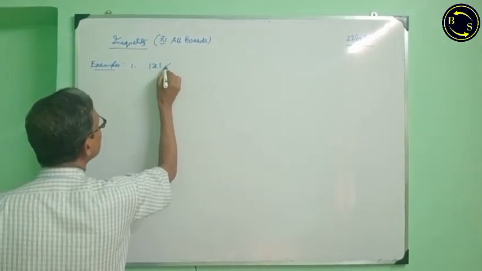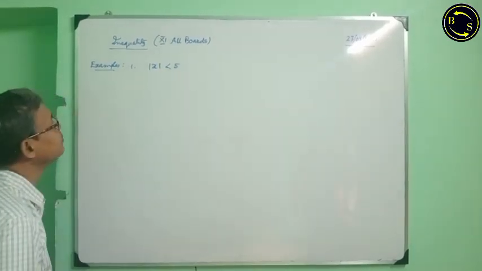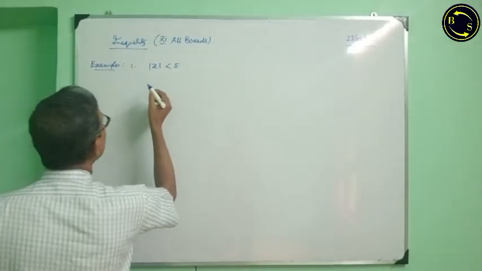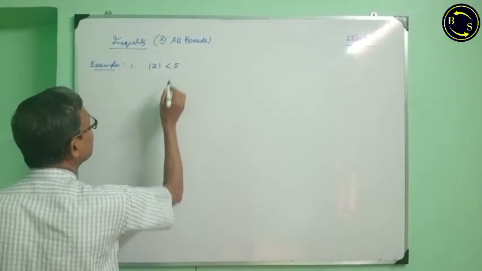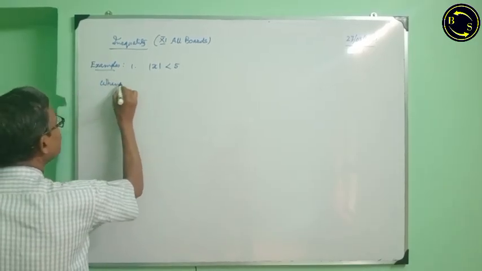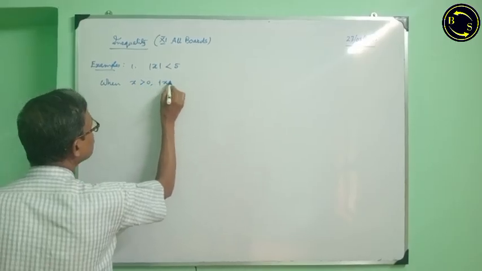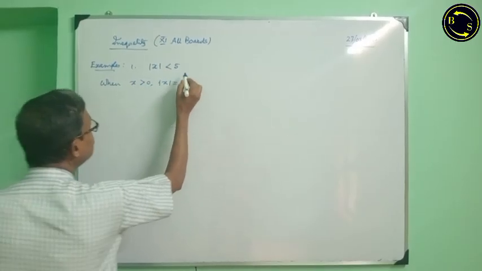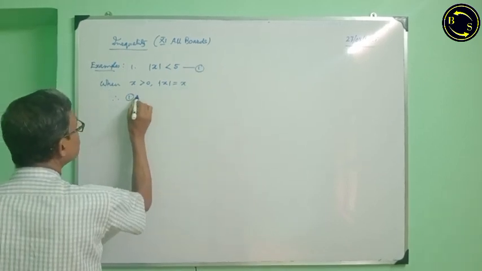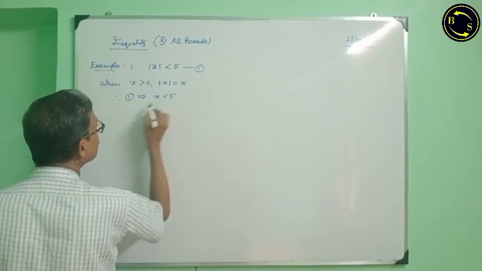Mod x less than 5. First let us write it in inequality form. When x is positive, mod x equal to x. I call this as 1, therefore 1 implies x less than 5.